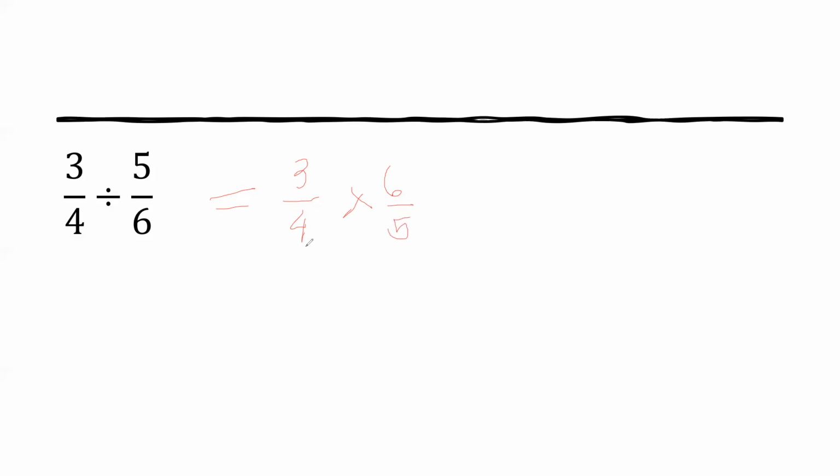Yung 3 and 4 wala. Yung 6 at saka 5 wala na pwede mag-divide. Yung 3 at 5 wala rin. Pero yung 6 at 4 pwede. Ano makapag-divide sa 6 at 4? 2 po. So this will be 3 at 2.